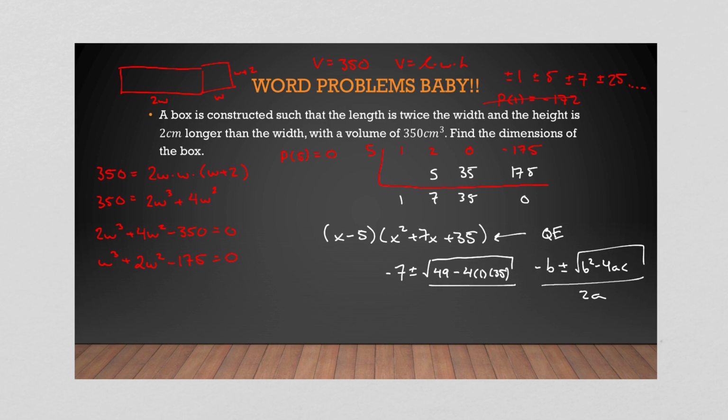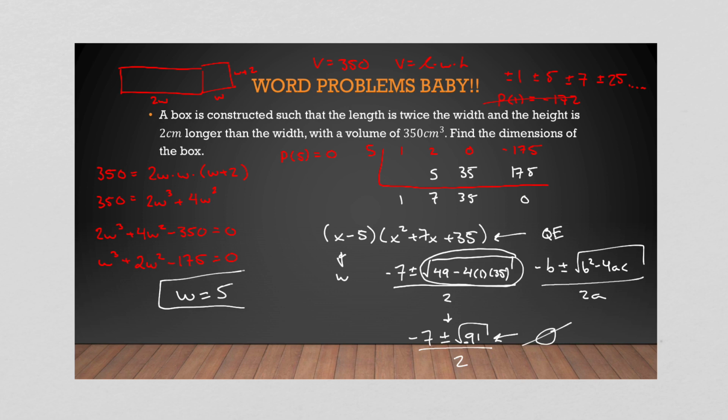And oftentimes in these questions, what you'll find is you get a discriminant, the value underneath the root symbol, that comes out negative. In this case, we get negative 7 plus or minus the square root of negative 91. And that's not allowed, right? That's a big no-no. So you get no solution from the quadratic equation. So what that does is it leaves us only one answer, x, but remember x is our w in this case. We get w equals 5. So that's our only solution.